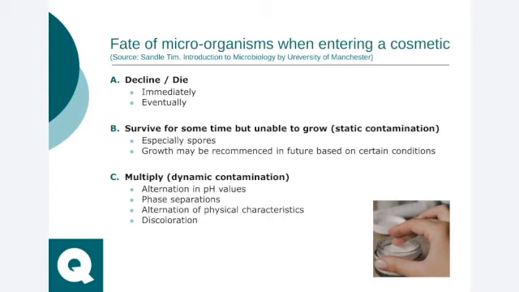And the third scenario is if the conditions are favorable and the level of contamination is relatively high, then the microbial population may actively start growing and multiplying, having as a result alteration in pH values, phase separations, alteration of physical characteristics, or discoloration that we really don't want.